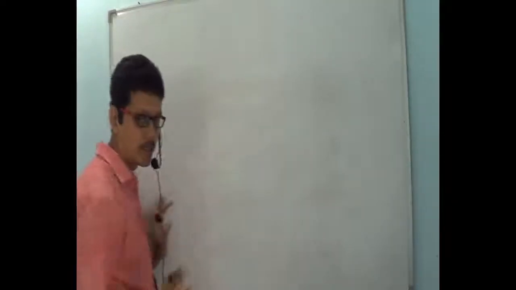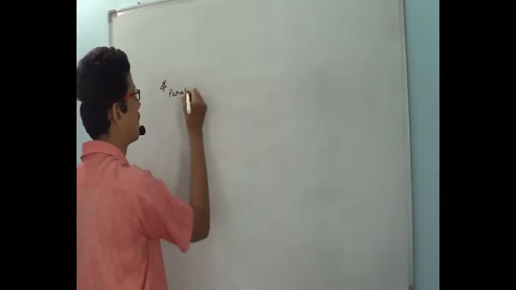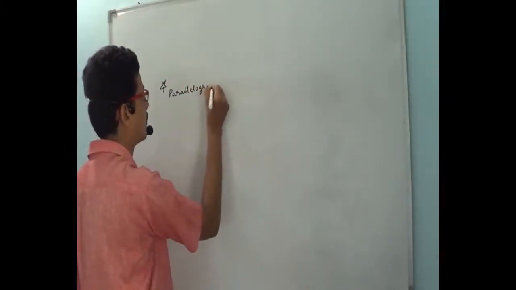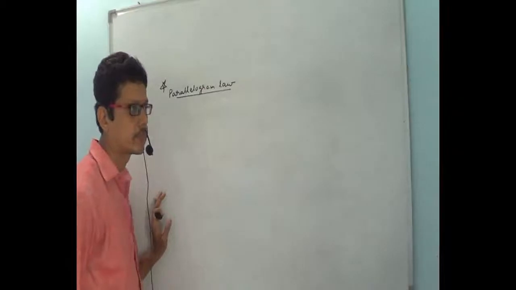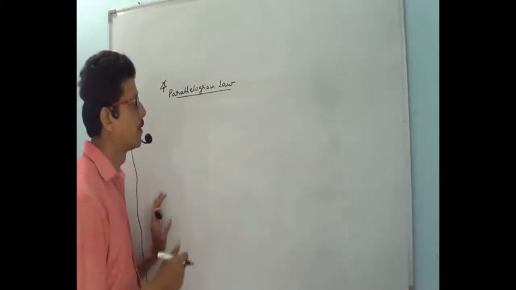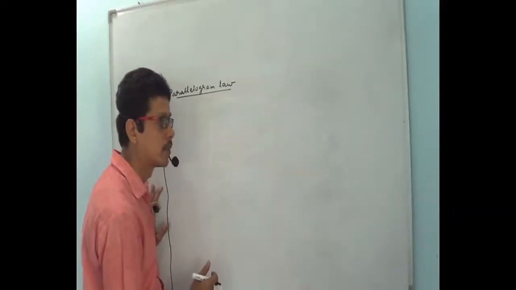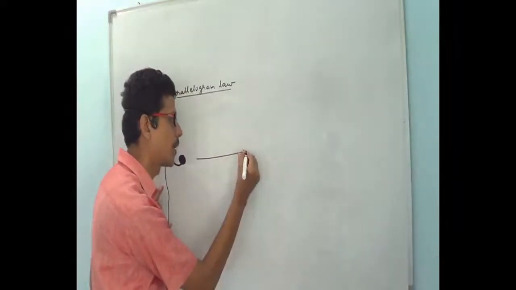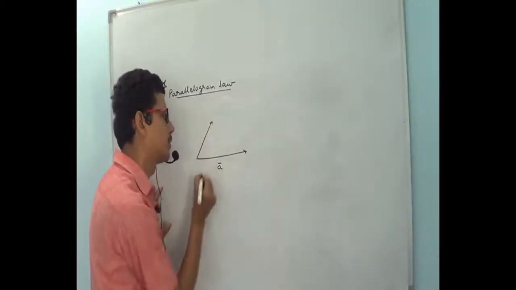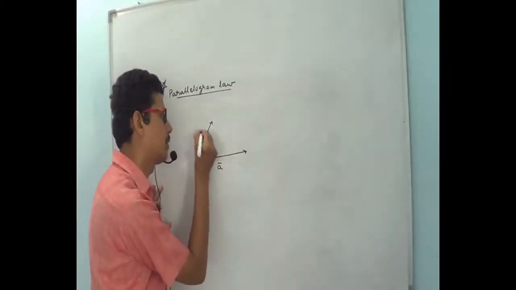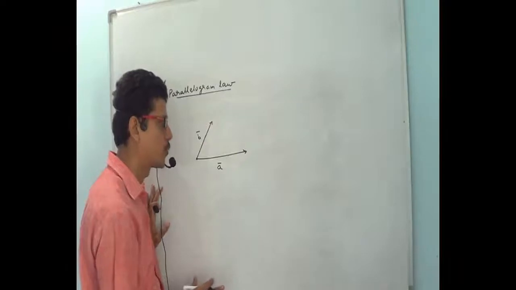So the next one is the last one here: in addition, the parallelogram law of vectors. This is important, okay? Parallelogram law. There are two vectors forming the adjacent sides of the parallelogram drawn from the same point. This is A bar and this is B bar. I have to find the resultant of these two.